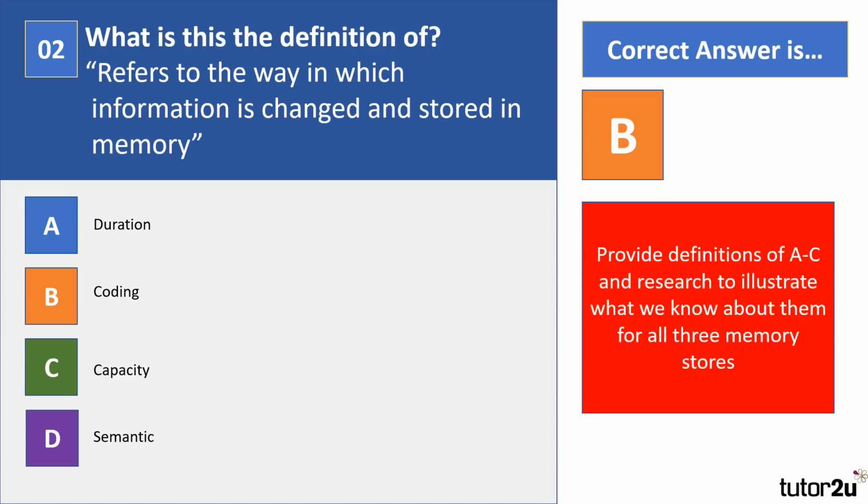Now, this highlights another layer of knowledge that you may be asked to demonstrate about the multi-store model in respect to what the terms duration, capacity and coding mean, as well as the respective research that goes with each of these stores. So to define duration, we could state that this is the length of time the information is held in the memory store, and for capacity we could state the amount of information that can be held in a particular store.